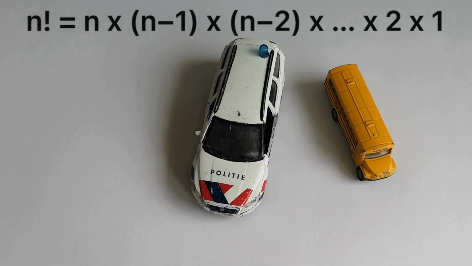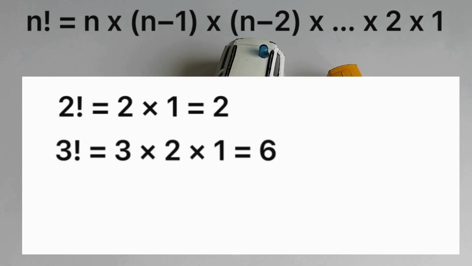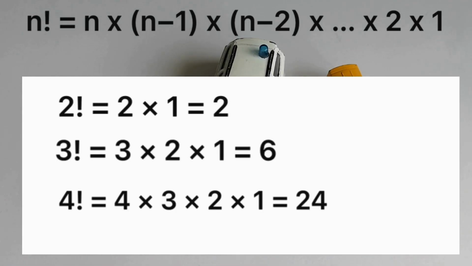In this video, I'd like to explain the meaning of the factorial, basically what we are actually calculating. You might have seen the formula before: factorial is 1 times 2 times 3, and so on, up to n. So for example, 2 factorial is 2, 3 factorial is 6, 4 factorial is 24, and so on.